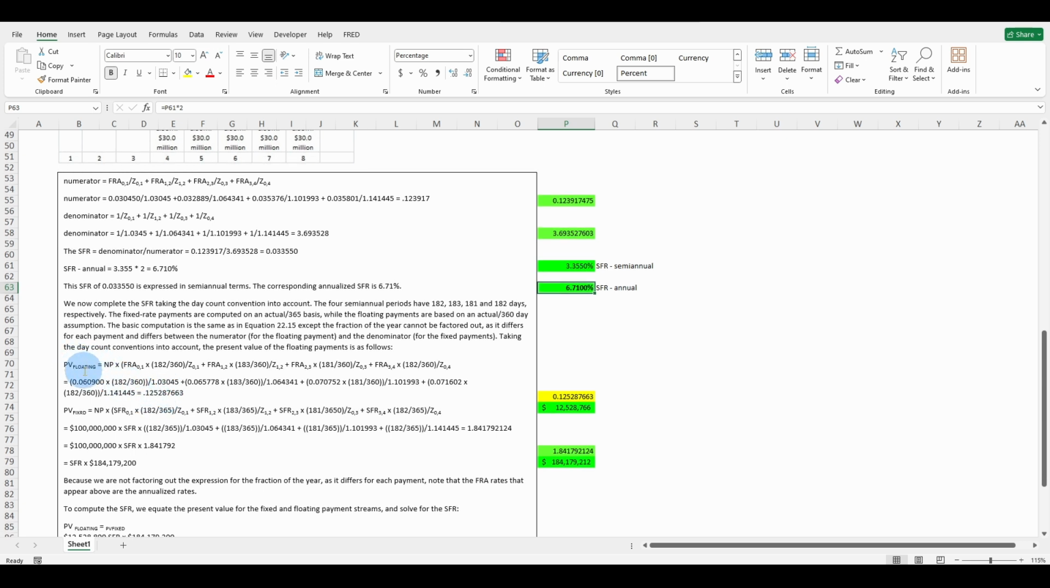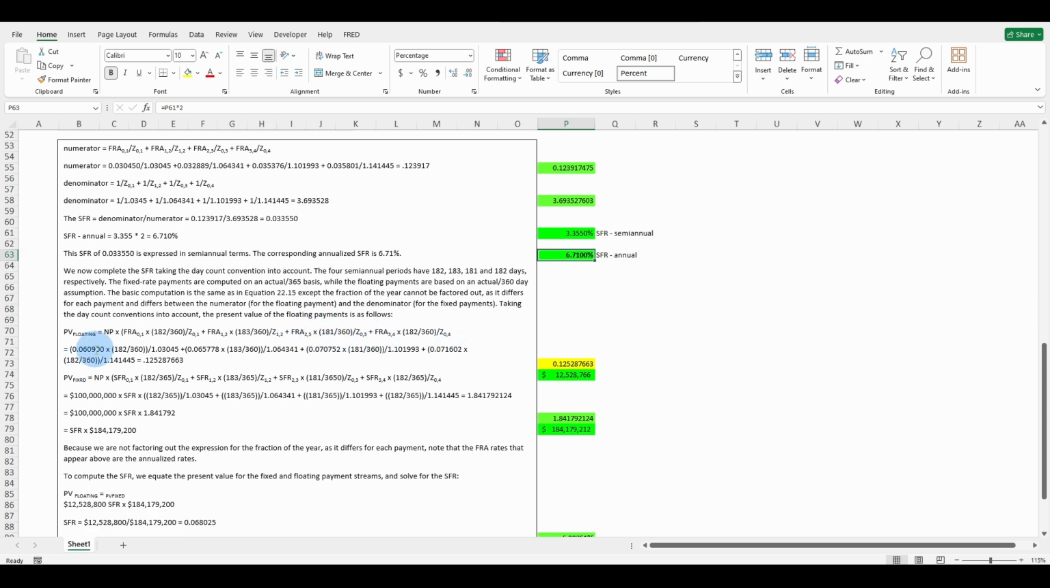Taking the day count convention into account, the present value of the floating payments is as follows. PV floating equals notional principal times FRA 1 times 182/360 divided by Z plus FRA 2 times 183/360, that'd be period 2. FRA 3 times 181/360, and so on. Here we have 0.069 times, and then it's plug and chug. Got that? So in the end, here's the formula. We have 0.12528763. The present value is going to equal notional principal times SFR times 182/365.